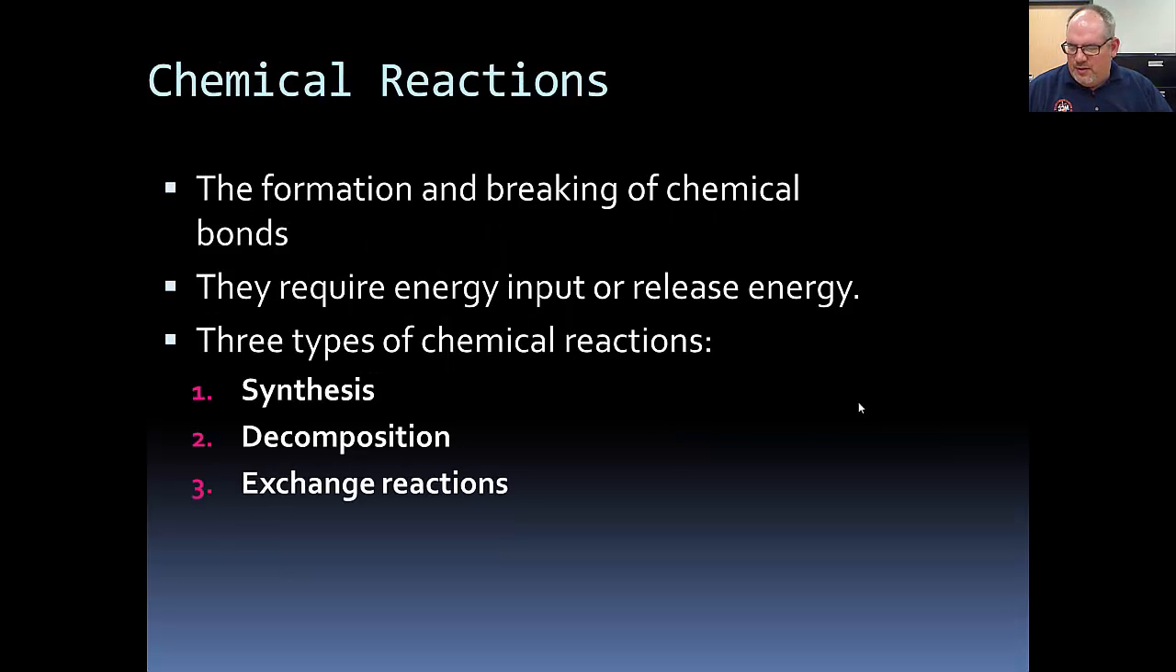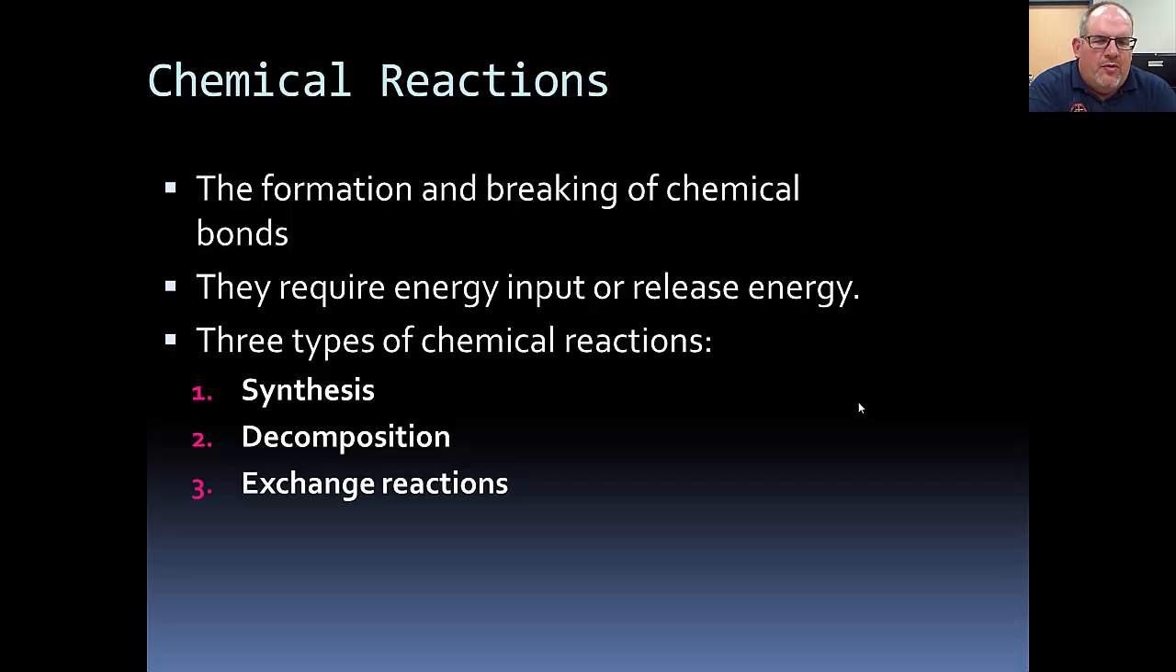Chemical reactions. It's important to understand that we have 3 different types of chemical reactions. This is going to be the way that we form new chemical bonds or break chemical bonds, and they require some type of energy input or release. So we have endothermic reactions, which means it takes heat to cause the chemical reaction, and exothermic chemical reactions, which means the reaction gives off heat. So if something is endothermic, it requires heat to make it happen. Exothermic, it's going to give off heat.